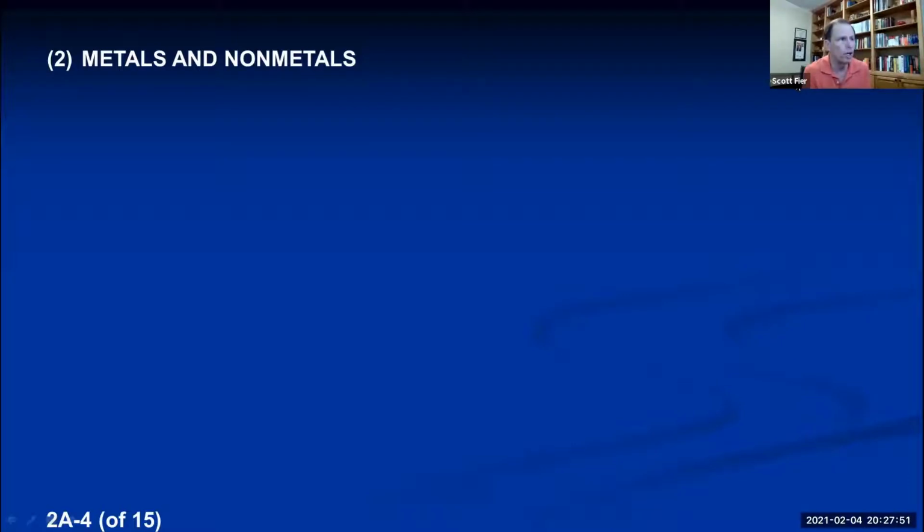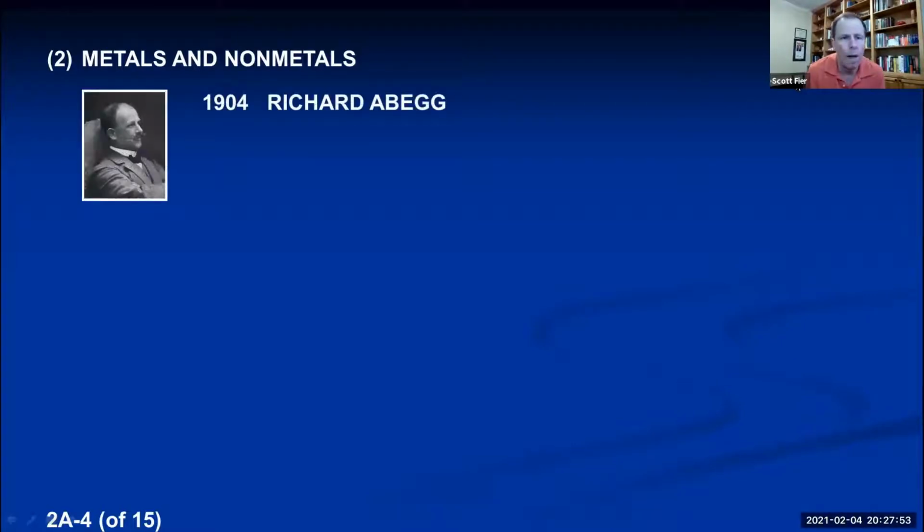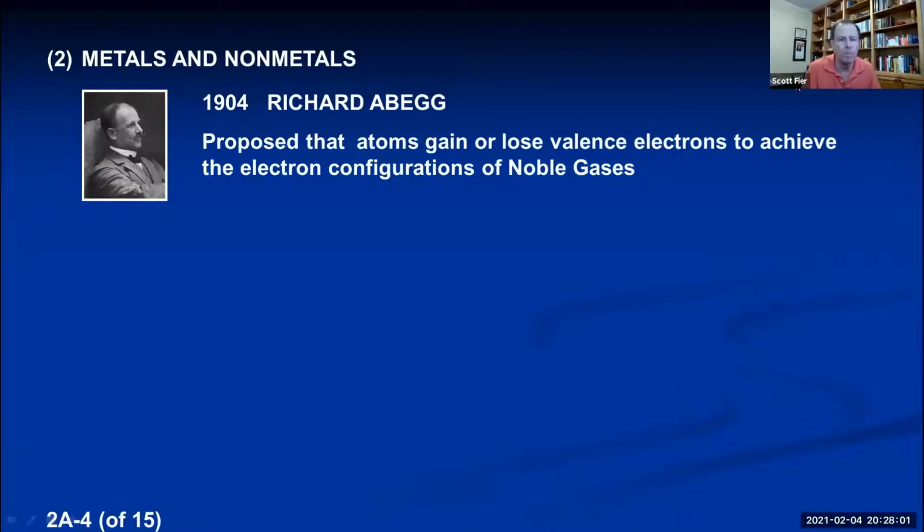Okay. Now, what if metal atoms and nonmetal atoms approach each other and they attempt to bond? Well, how metals and nonmetals attempt to bond was recognized, it was the same year, 1904, by Richard Abegg, where he proposed that atoms will gain or lose their valence electrons to achieve the electron configurations of noble gases. We've spent the last day or so in this class just talking about how, when you get to the noble gas configuration, guess what? It's too hard to lose an electron from that. It's too hard to gain an electron from that. So it looks like if atoms reach that configuration, they're probably going to be stable.